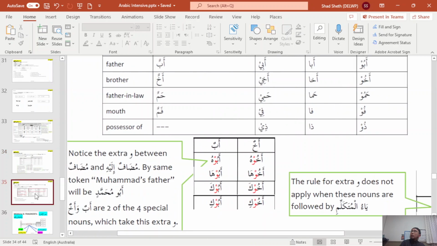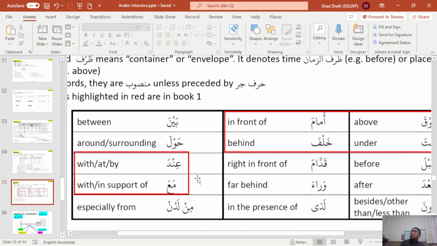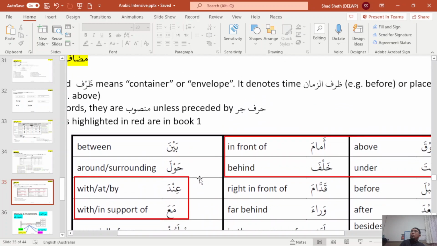Okay. Now the next one, this is where the rule that I mentioned just now can't be applied for this one all the time. So the example that I provided in the homework, we say in front of. You can still see the off there, and I put that on purpose because I just want to give you a taste of it, I suppose. So in front of, as we say, is amama, right?